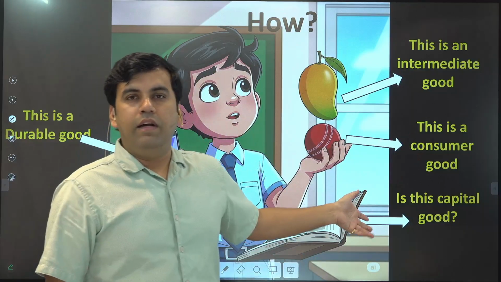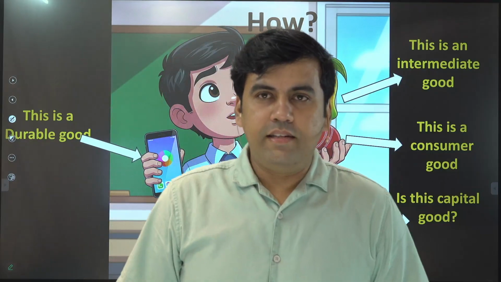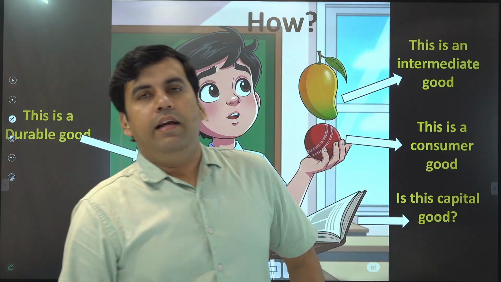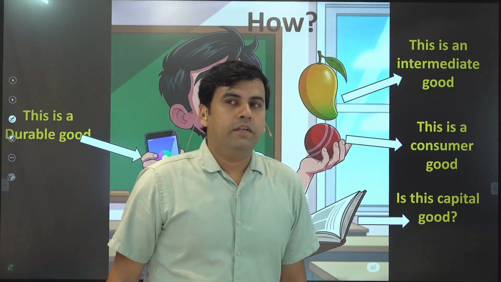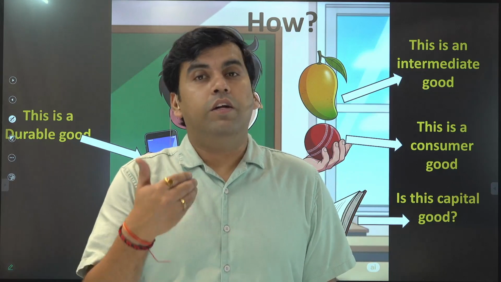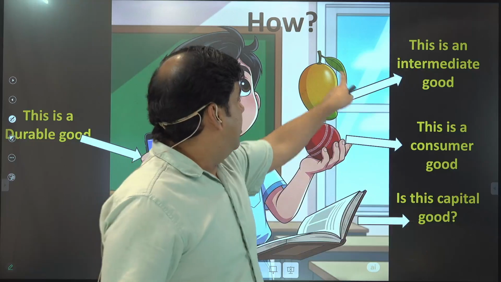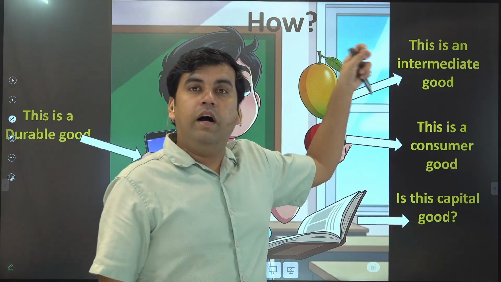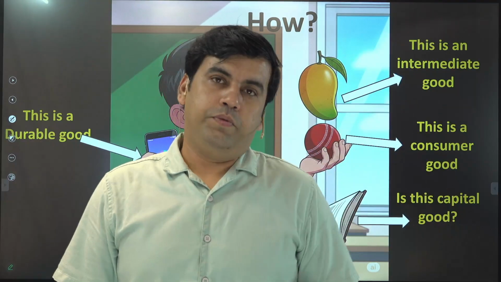Then comes a book. Is it a capital good? Is this book used for further production of something? May or may not be. But for a cricket ball, it is 100%. For mango, it is 100%. It can be an intermediate good if used for further production.